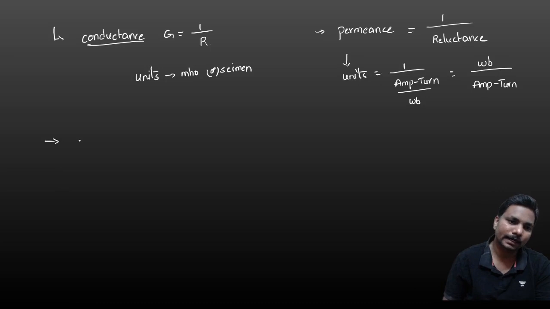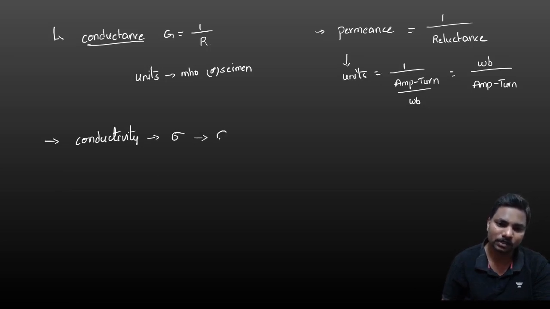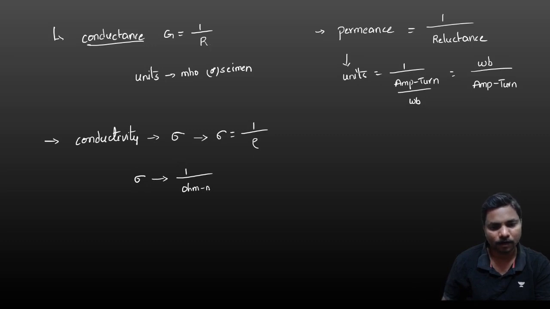Here we have the conductivity, sigma. Sigma is equal to 1 by rho, the resistivity. So that means sigma units are 1 by ohm meter. 1 by ohm means mho. So mho per meter.